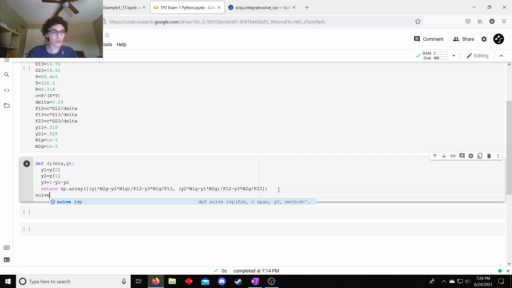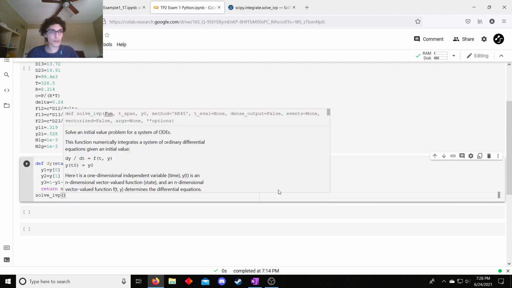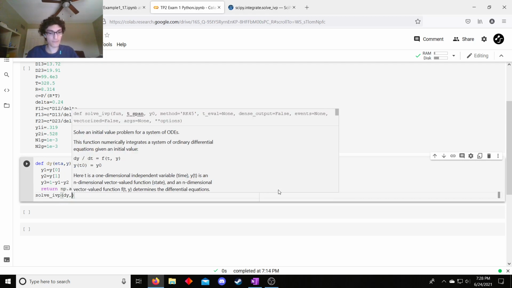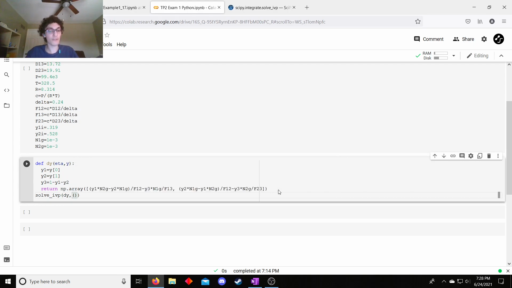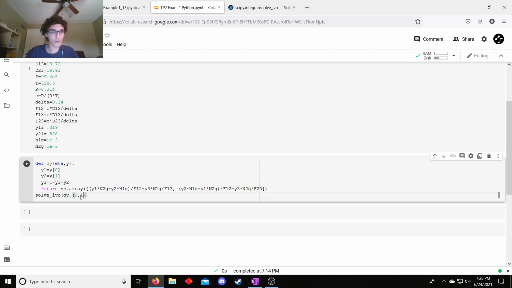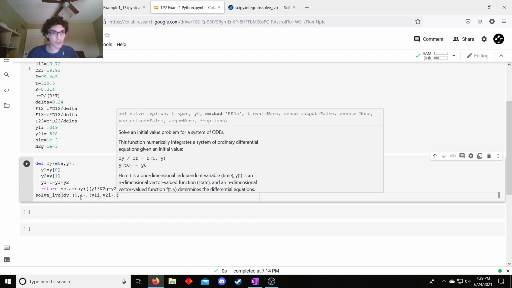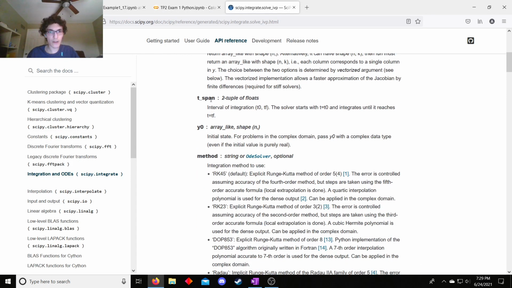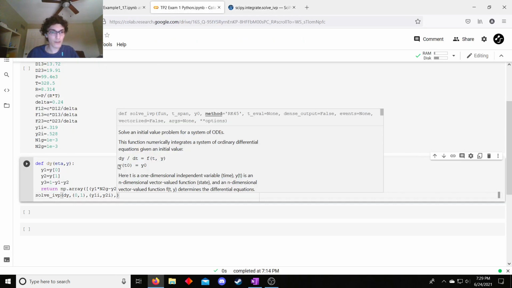So now we're going to use solve_ivp. First we're going to do our function, which is dy. Then we're going to do our interval of integration, so that's going to be 0 to 1. Then we're going to put in our initial values, which is going to be y1 initial and y2 initial. And then method.